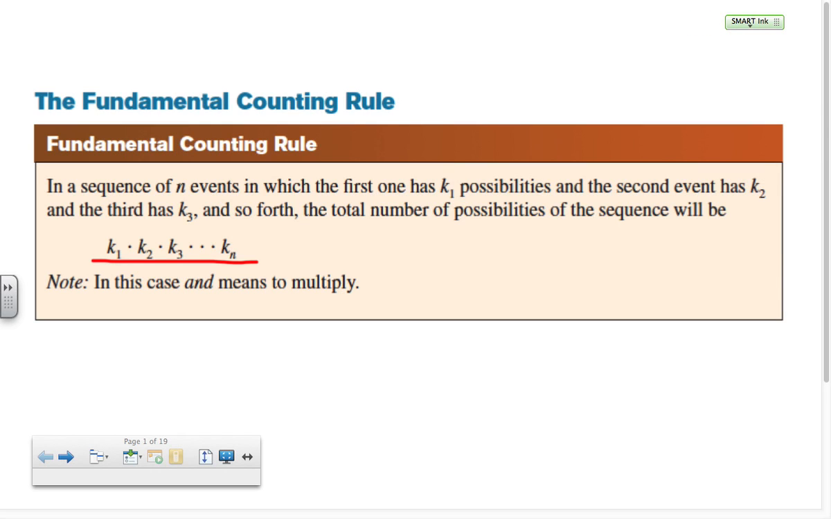k1 times k2 times k3. When it says to multiply, does that apply to any question that has an "and" in it? Or is it just in specific questions? Yeah, well, when we get to the examples, it'll make more sense. Okay? Give me a second to copy the rule.